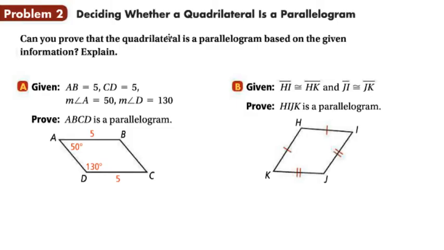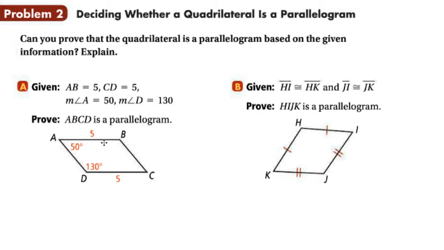So here's one that says, can you prove that the quadrilateral is a parallelogram based on the given information? So in this problem, we're given that sides AB and CD are congruent and their lengths are 5. Angle A is 50 and angle D is 130. We want to prove that it is a parallelogram.